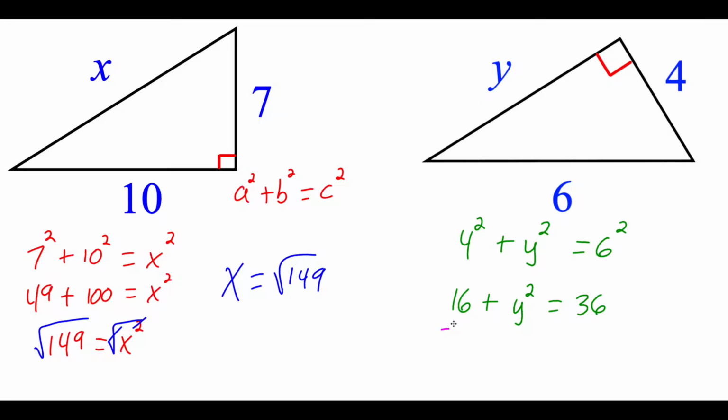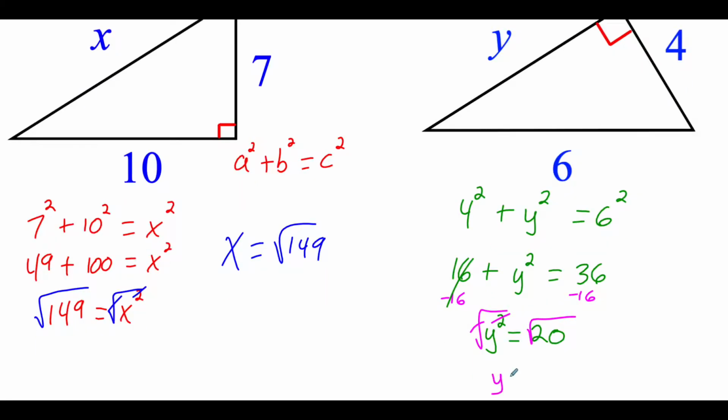So to get rid of that 16, we're going to have to subtract 16 on both sides. So that's going to give me y squared equals 20. But again, I don't want y squared, I just want y. So in order to get rid of that squared on the y, we're going to have to square root both sides of our equation.